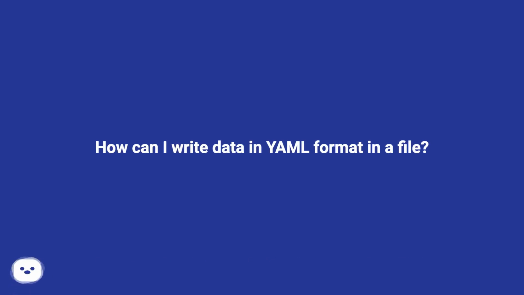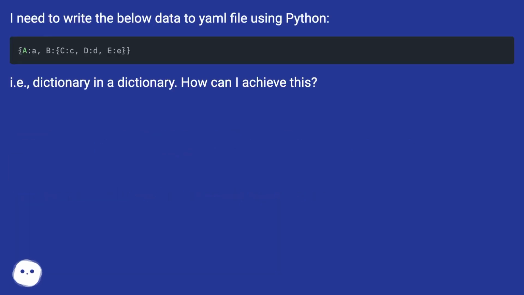How can I write data in YAML format in a file? I need to write the below data to a YAML file using Python, i.e., a dictionary in a dictionary. How can I achieve this?